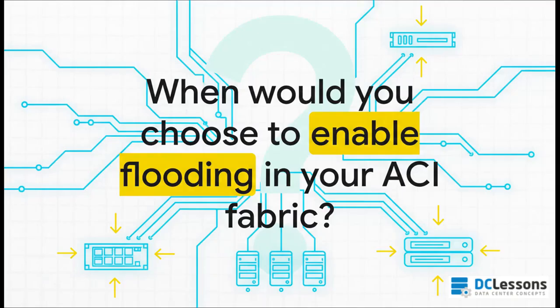And that leaves us with a final question for you to think about. Hardware proxy is the default for a very good reason. It cuts down on wasteful traffic, and it keeps the fabric efficient at scale. But based on everything we just covered, think about your own network. What are the specific applications or use cases that would make you say, you know what? For this bridge domain, I'm going to enable flooding.